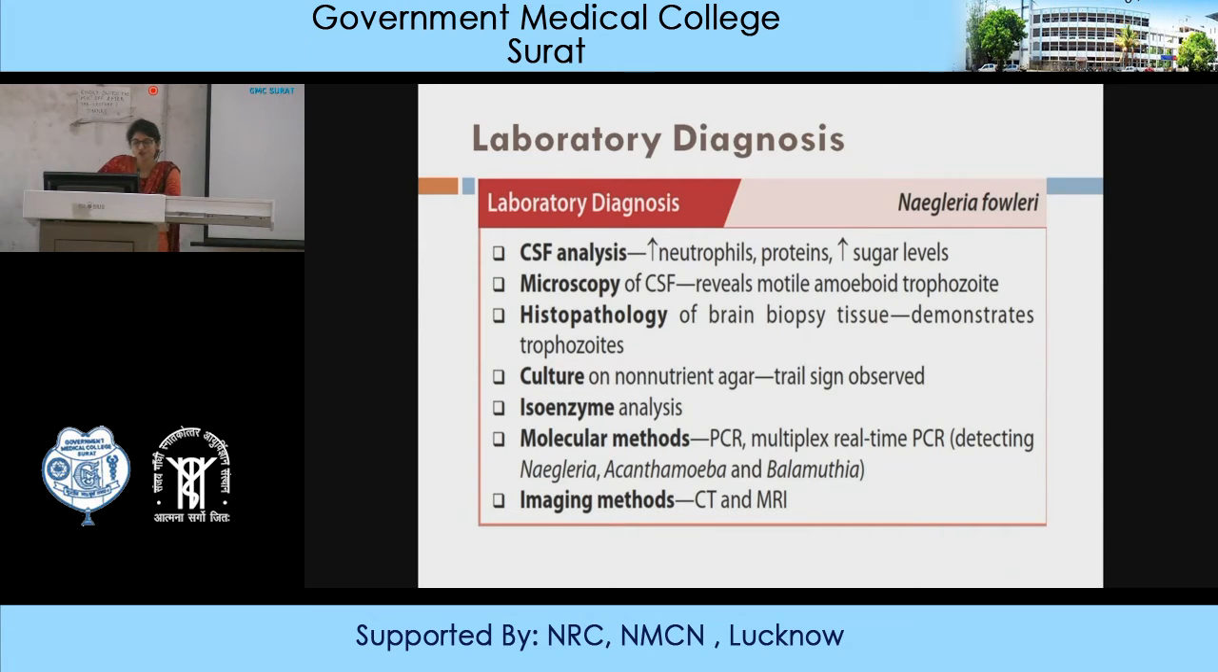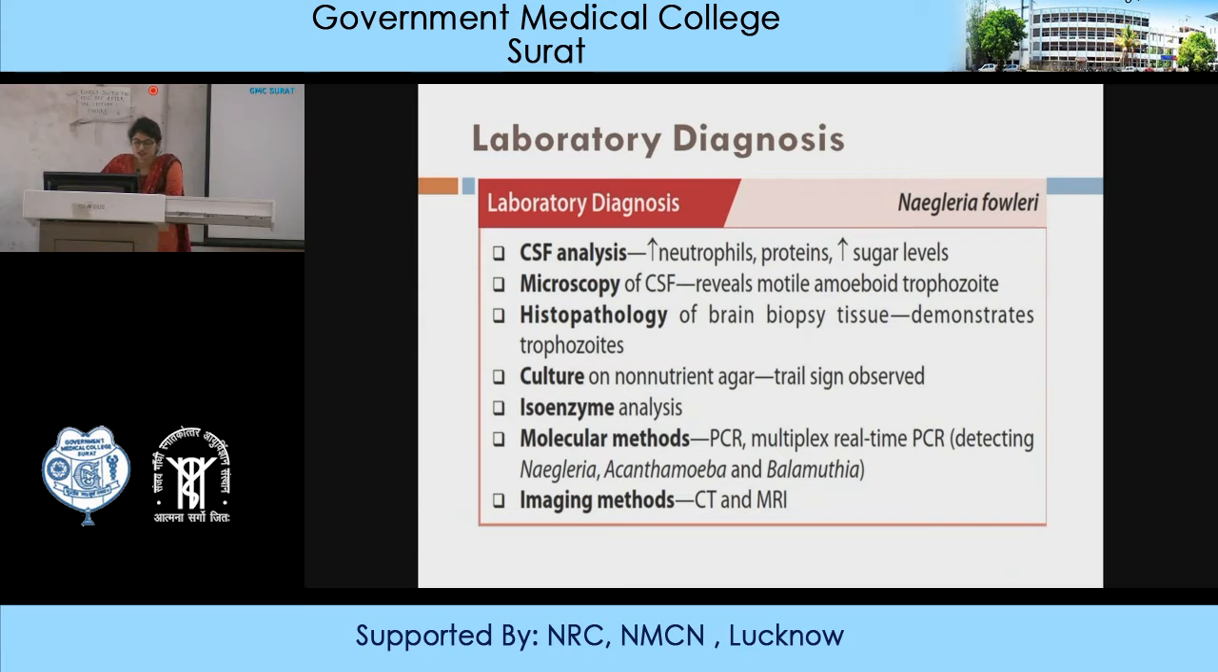Now for the microscopy of the CSF, we will put the CSF onto the slide, put the cover slip, and we will look for the motile amoebic trophozoite forms of Naegleria fowleri. Microscopy can be better done with a phase contrast microscope. You can do staining of the CSF with Giemsa stain also. Histopathology of the brain biopsy can be done, and here you can see the trophozoites. For the histopathology, we will use the H stain, and the Wright stain we can use.